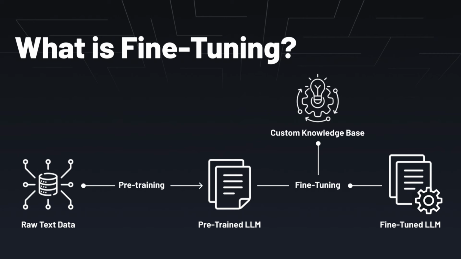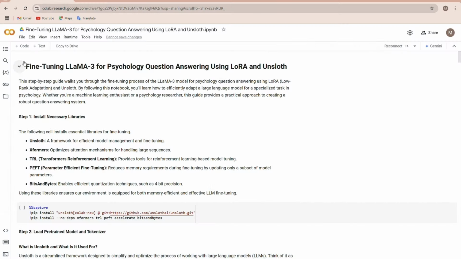Fine-tuning is like giving a general-purpose model a specialized education. Instead of doing everything from scratch, we adapt a pre-trained model so it can become an expert in a specific area. We simply provide it with targeted data, let it learn from those examples, and boom, it becomes much better at answering specialized questions. Now that we've covered the basics, let's jump into the actual tutorial.